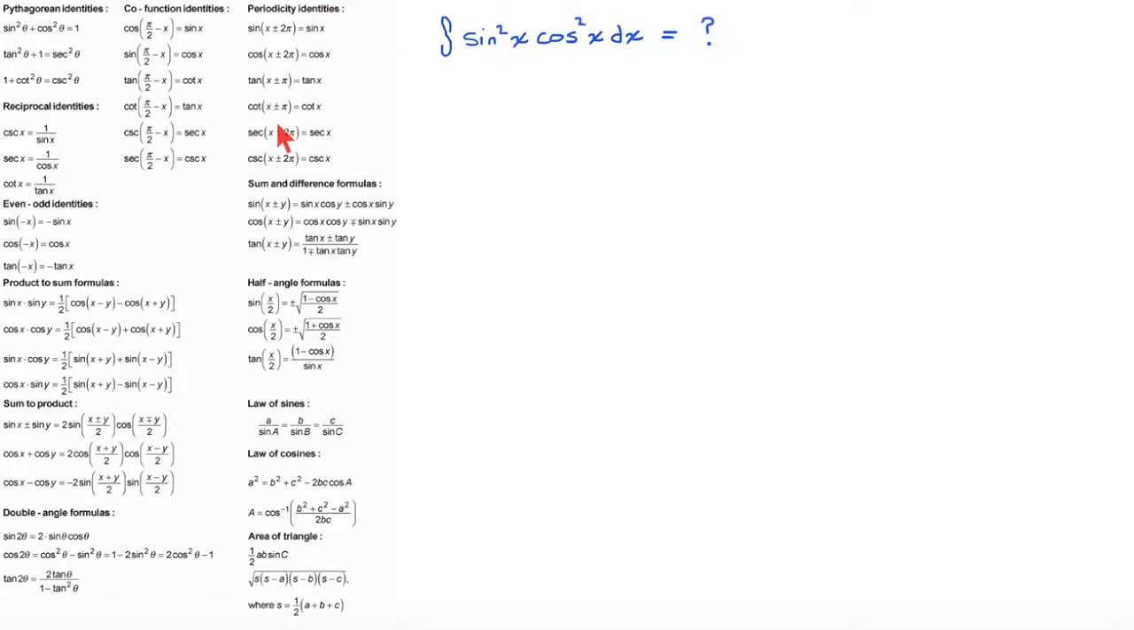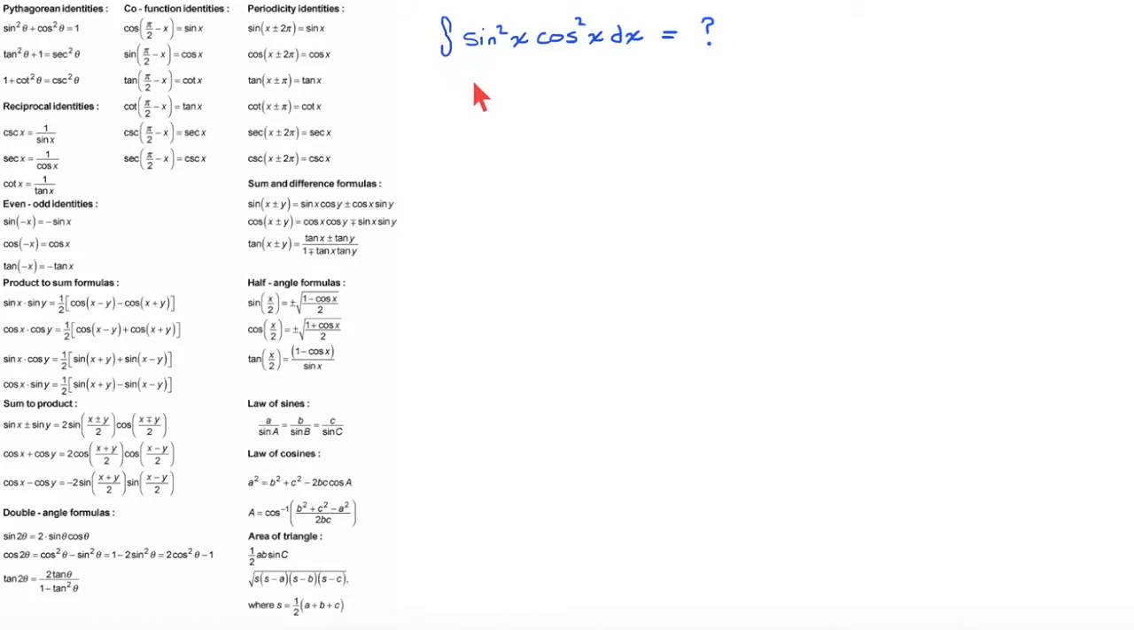Let's say you have to take the integral of sine squared of x cosine squared of x dx. And you're starting to memorize some trigonometric identities, if you don't have a bunch of them memorized already, or maybe you have to have them memorized. How would you approach something like this?